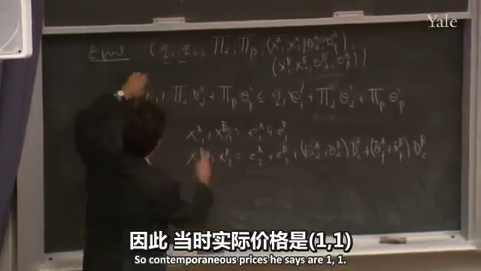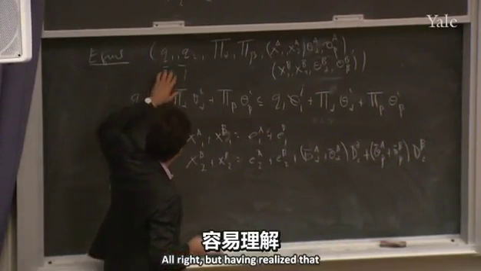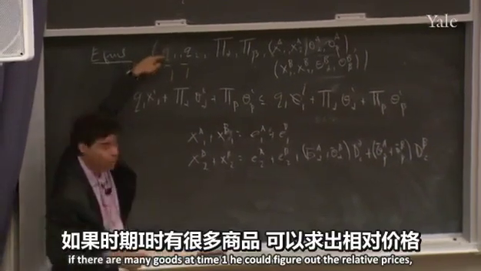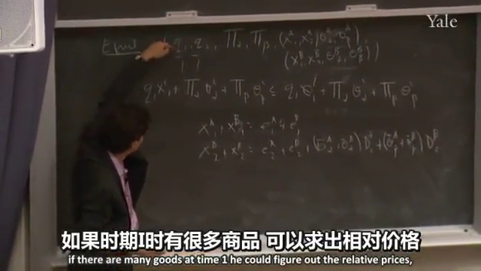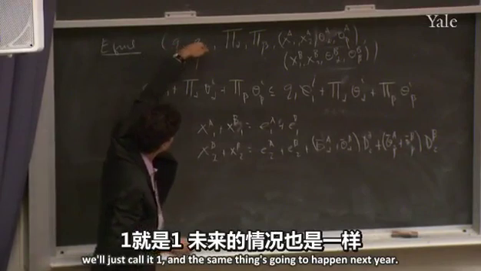So the contemporaneous prices, he says, are 1, 1. All right, but having realized that if there are many goods at time 1, he could figure out the relative prices. But if only one good at time 1, who's to say whether we're measuring dollars or francs or cents? We'll just call it 1. And the same thing's going to happen next year.